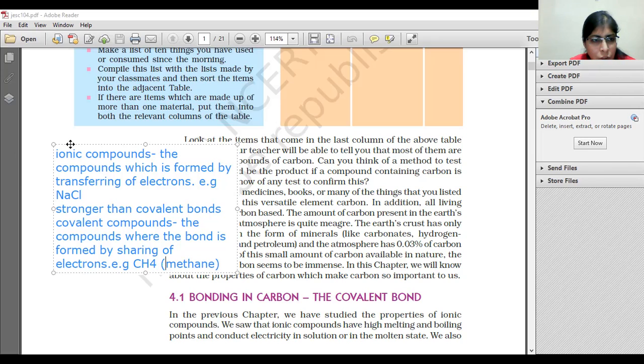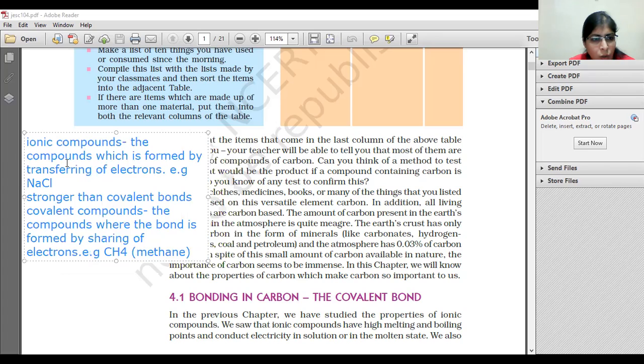So this is the definition of ionic compounds and covalent compounds. Ionic compounds are the compounds where the bond is formed by the transferring of electrons, like in NaCl. But in the case of covalent compounds, the bond is formed by the sharing of electrons.